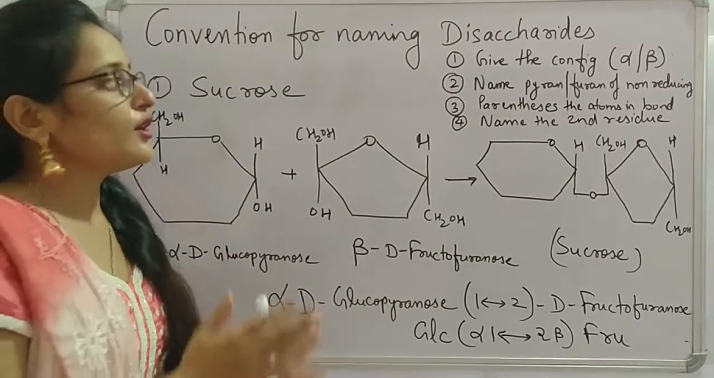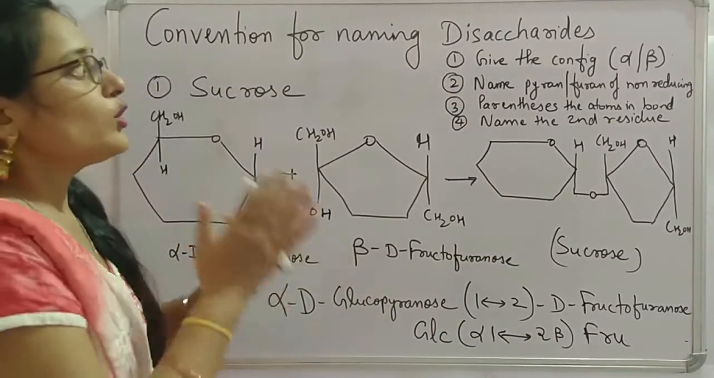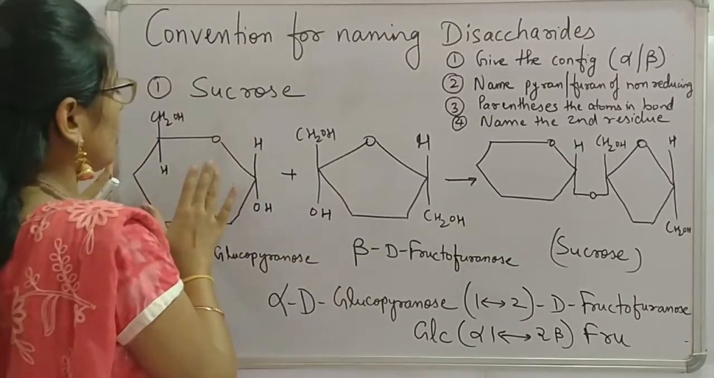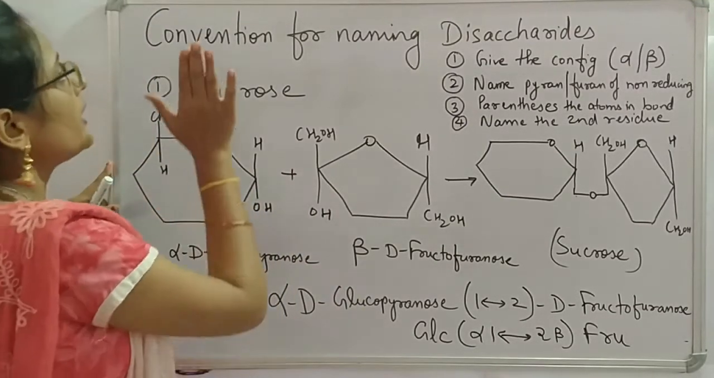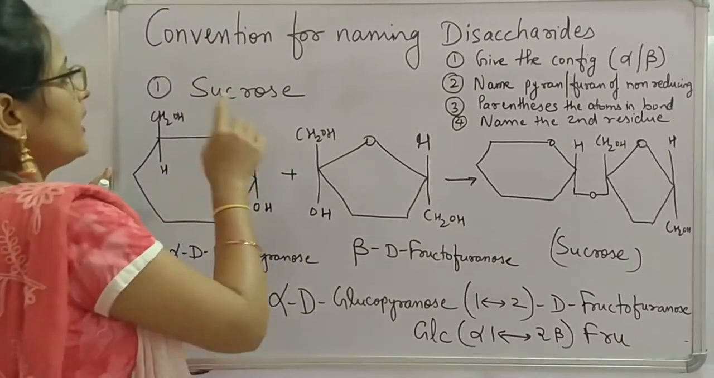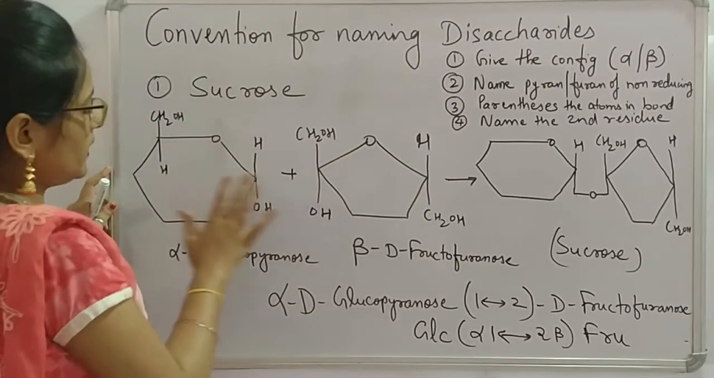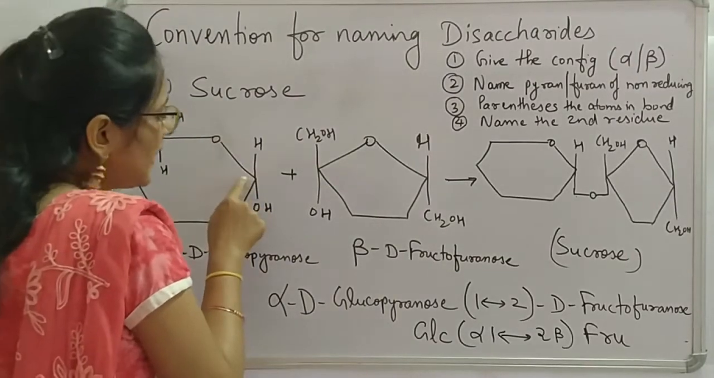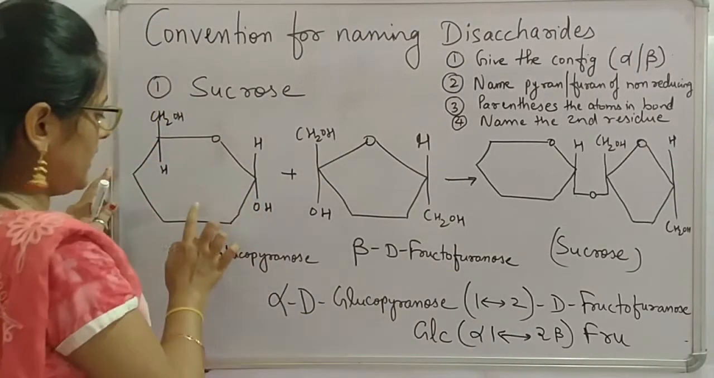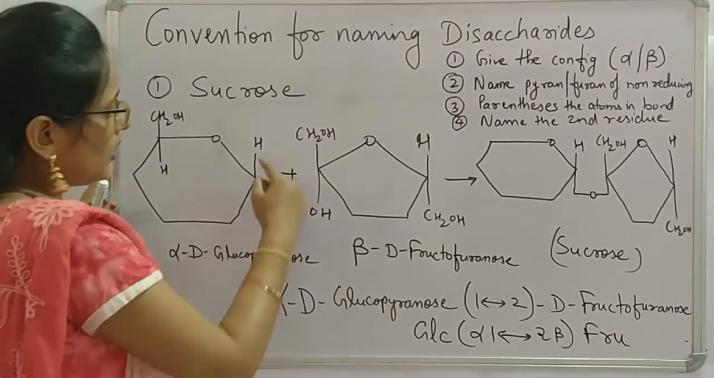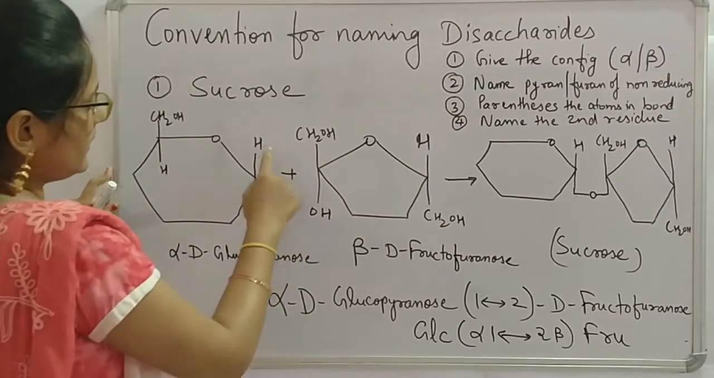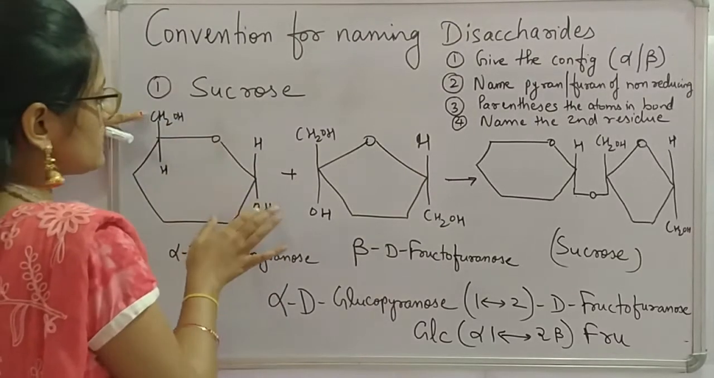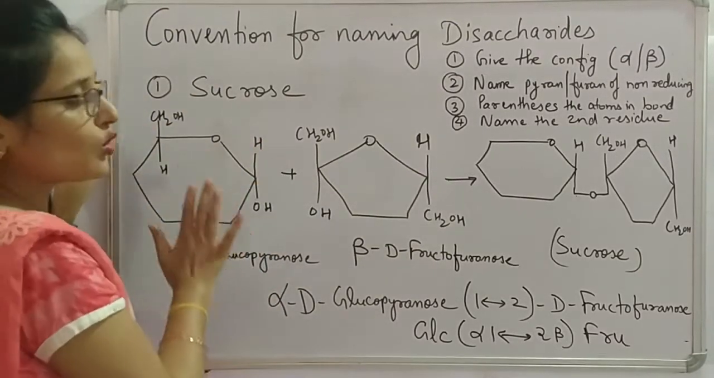Now let's see the rules. The first rule says that you have to write down the configuration of the anomeric carbon of the first monosaccharide involved in the formation of a disaccharide. In the formation of sucrose, the first monosaccharide involved is glucose. So the configuration of the anomeric carbon, over here it is alpha because OH is on the lower side, that is OH, and over here CH2OH, they are in opposite directions.